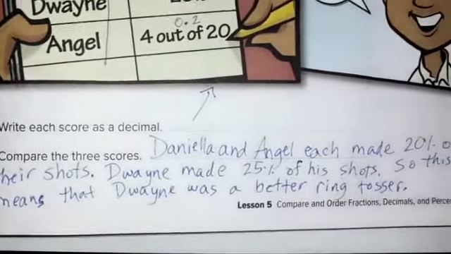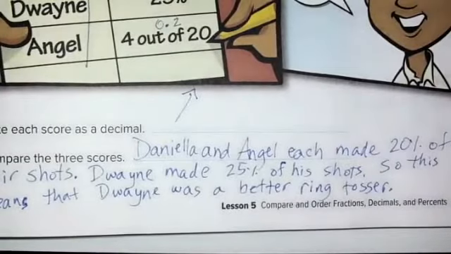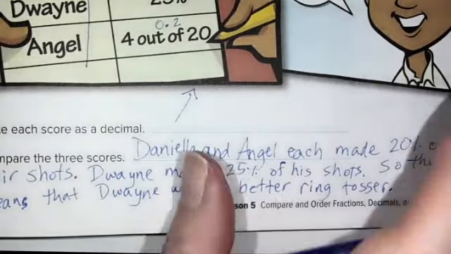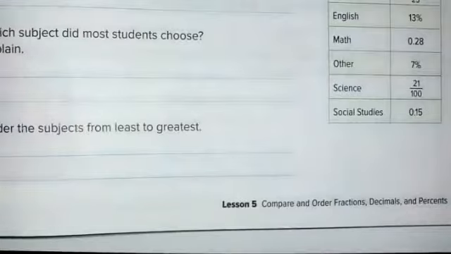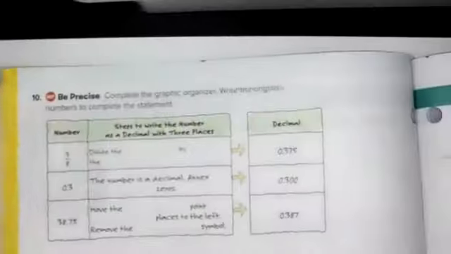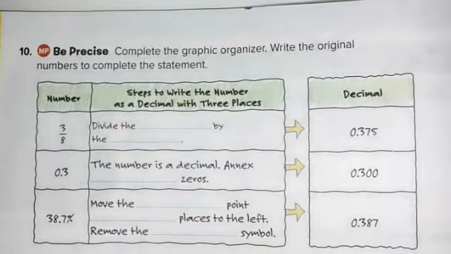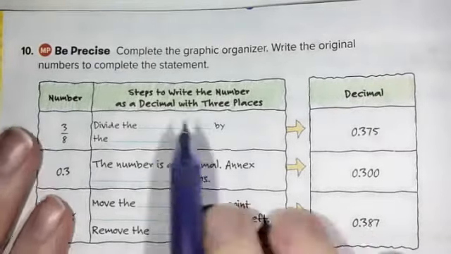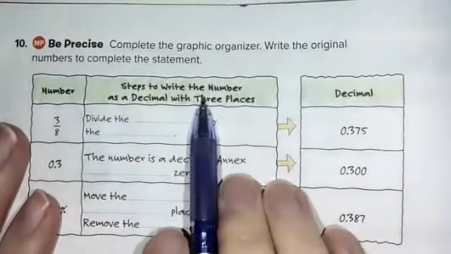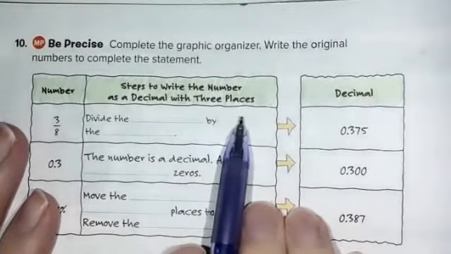Let's do a few more problems on page 134, maybe even finish it if we can. So moving on to page 134. Complete the graphic organizer, write the original numbers to complete the statement. So steps to write the number as a decimal with 3 places.